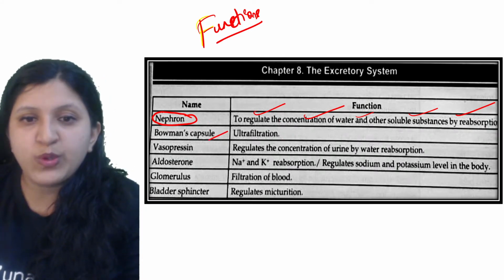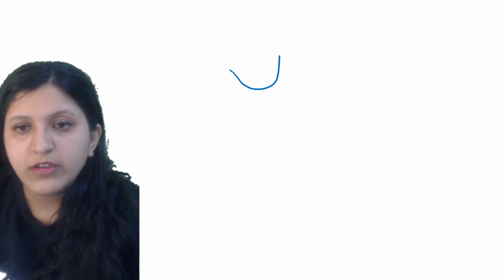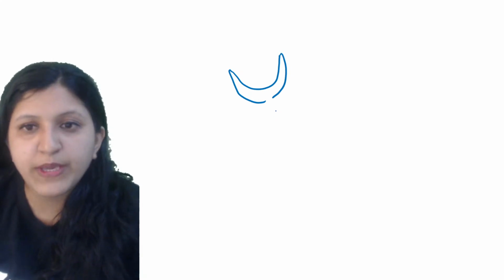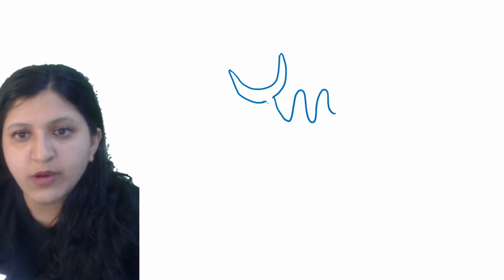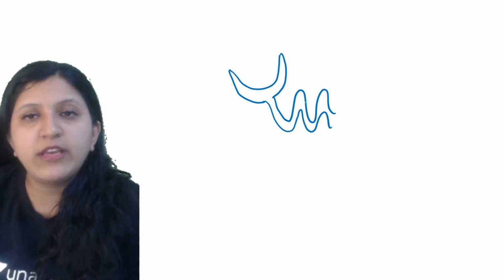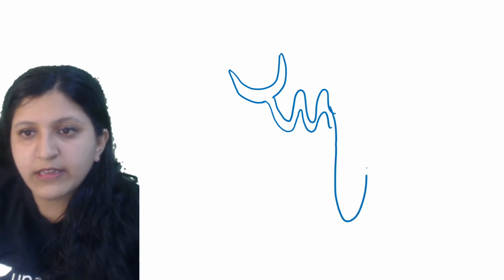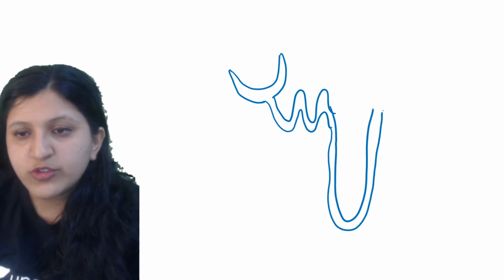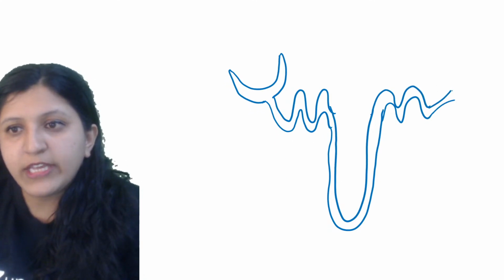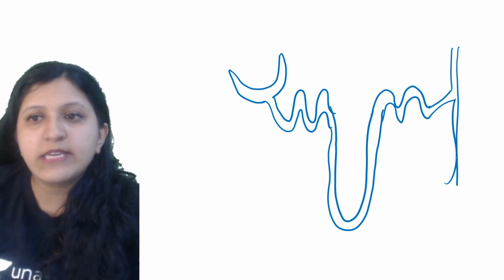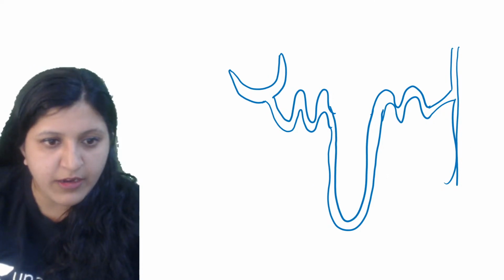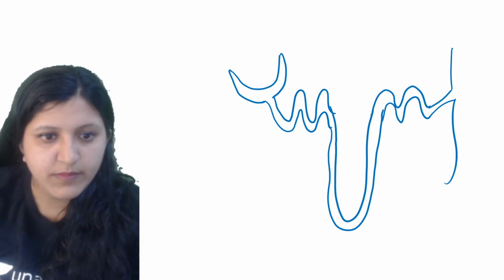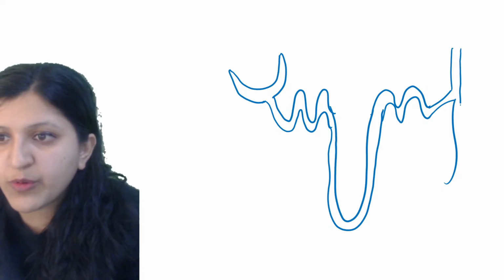Then there is the Bowman's capsule. I'll just draw it in here and explain. So this is the Bowman's capsule, which is further going down. There is the Malpighian capsule, and this is actually the PCT. Then there is the Henle's loop formation, and then there is the DCT, which will join the collecting duct. Here you can see the formation of the afferent arteriole and efferent arteriole. And here the collecting duct is present.